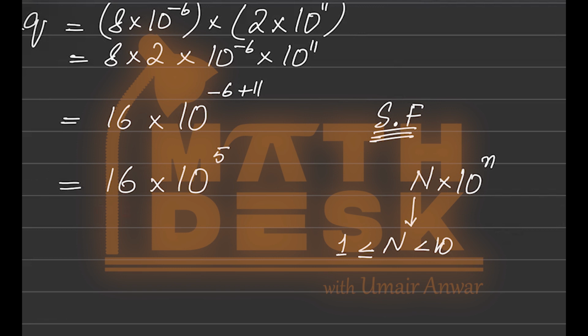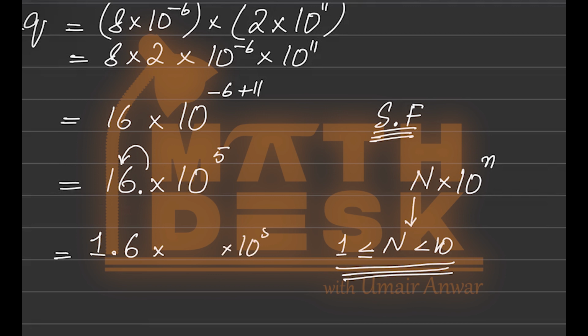So what we do, we locate the decimal in this number. At the moment, the decimal is after 16. And if we shift this decimal 1 unit or 1 digit to the left, then it would become 1.6. And now 1.6 is within this range, greater than or equal to 1 and less than 10. So a 10 raised to 5 was written with this. Since we have moved 1 digit to the left, I would be writing a 10 raised to plus 1 over here.